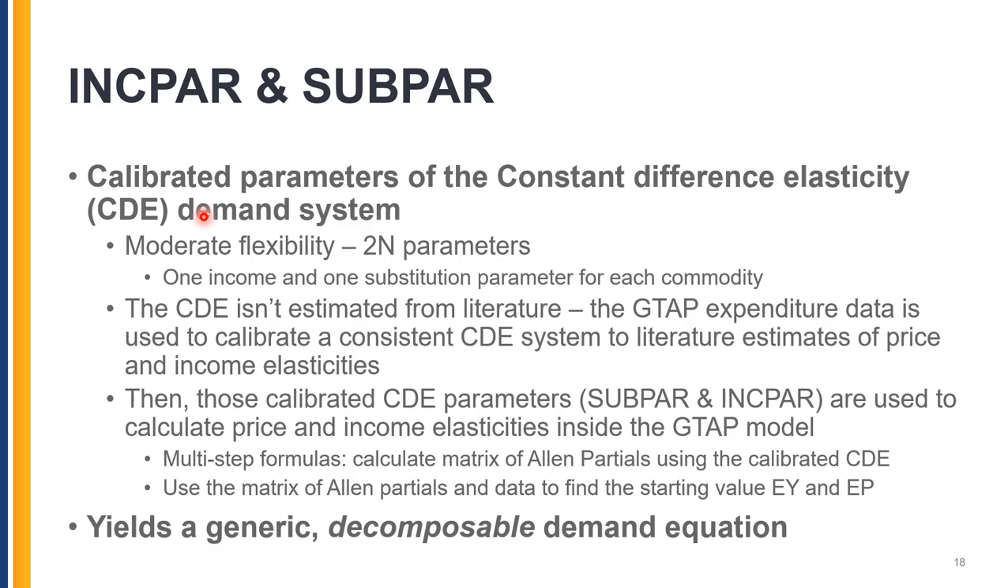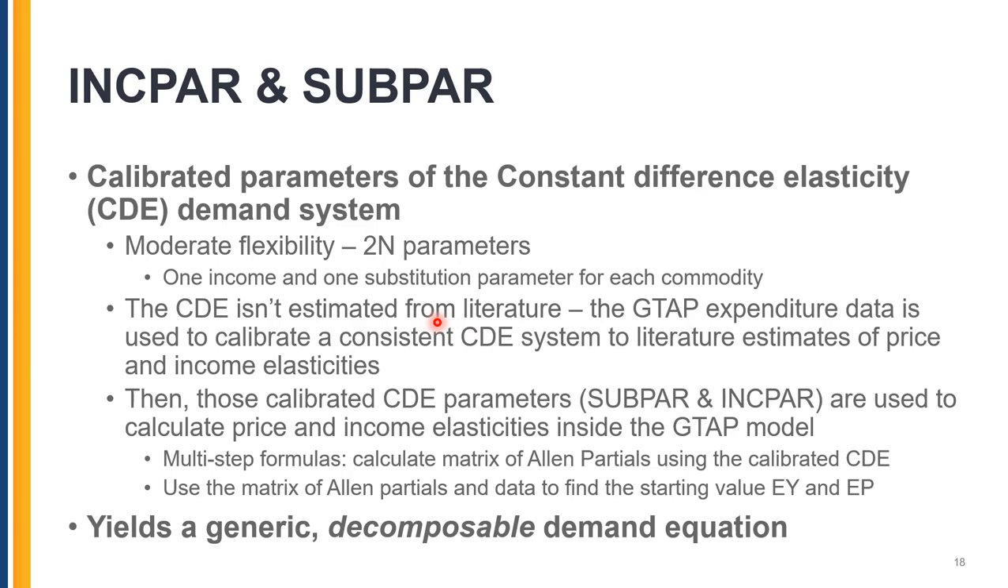The CDE is the constant difference in elasticity, and if you wonder what this is referring to when it says difference, it is the difference in the Allen partials. So the paired difference between two Allen partial elasticities will hold as constant. So rather than being constant in ratios, which is sort of a tradition, this one's constant in shares. The CDE itself has moderate flexibility. It's 2n parameters, so the number of commodities times 2 is what you need, one income and one substitution effect for each commodity. You don't find it estimated in the literature. Well, I say that, but I believe some people have, or at least maybe one.